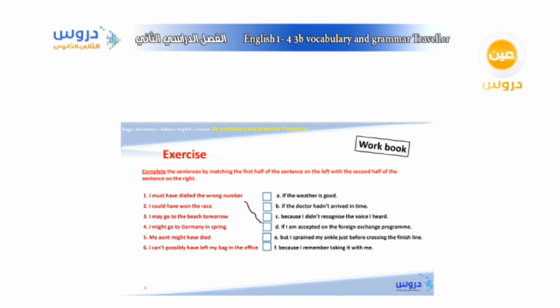Number 2. I could have won the race. So you were running, you were about to win the race, but you sprained your ankle at the last minute before you finished. So therefore 2 goes to E. I could have won the race, but I sprained my ankle just before crossing the finish line.